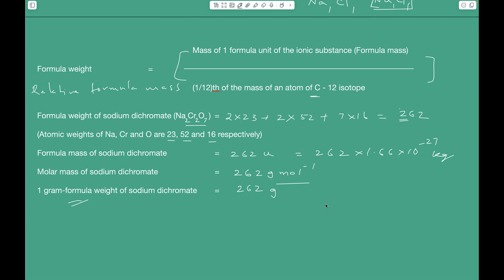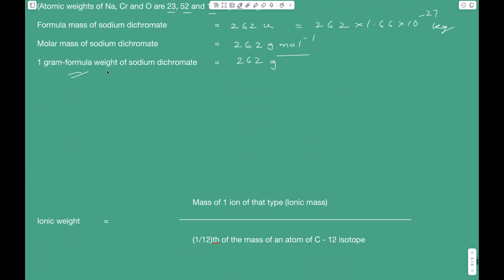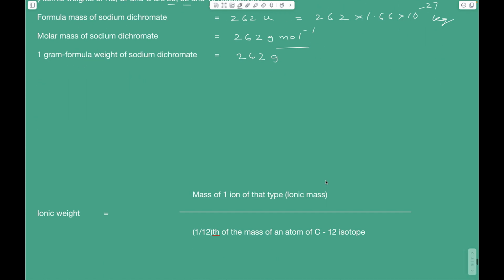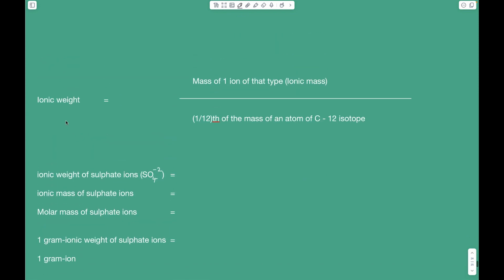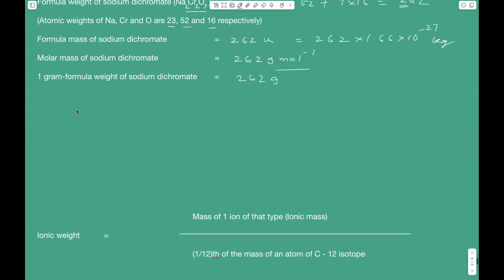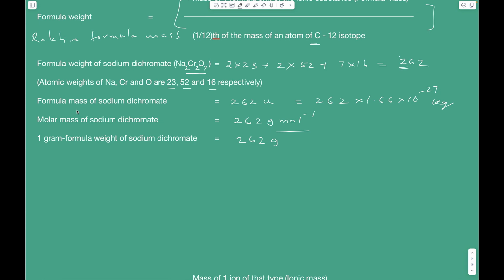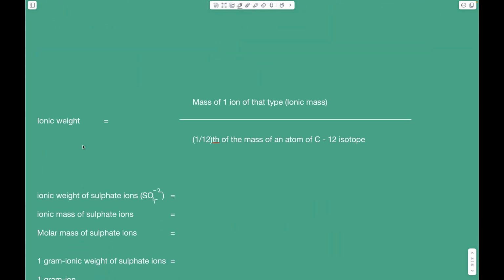So that is about formula weight in case of ionic compounds. And for ions, we can define something known as ionic weight, just the way we have defined formula weight, molecular weight and atomic weight. And ionic weight is also known as relative ionic mass. And you know, by definition, it is the ratio between these two. Again, it is a dimensionless number.